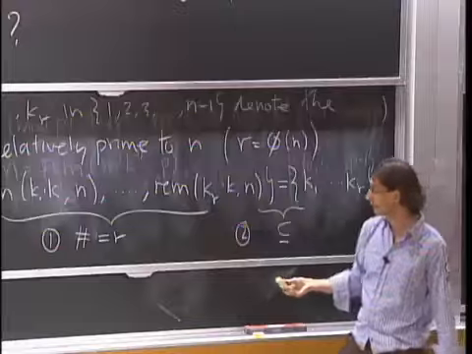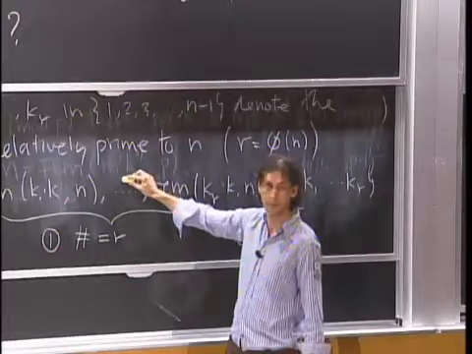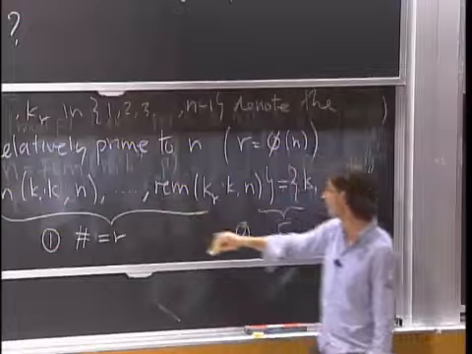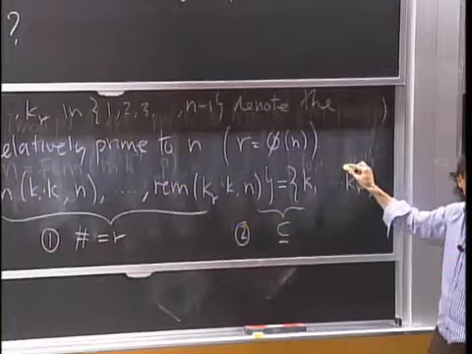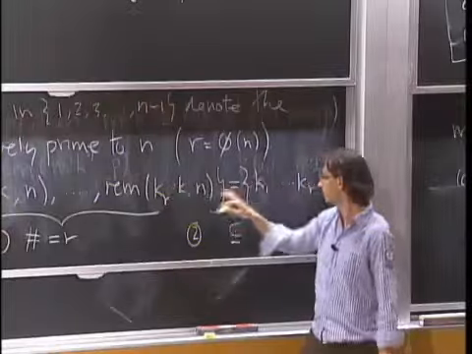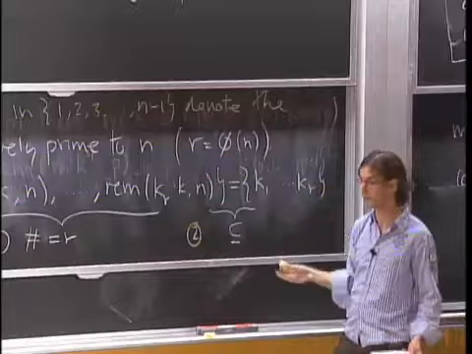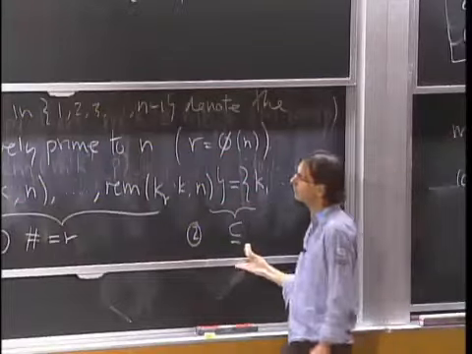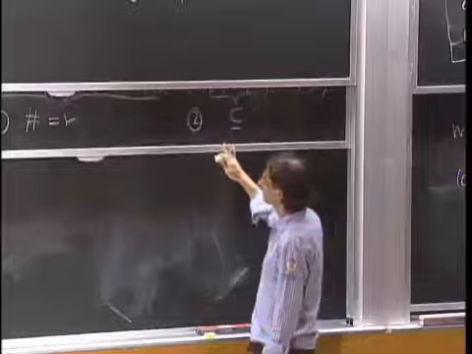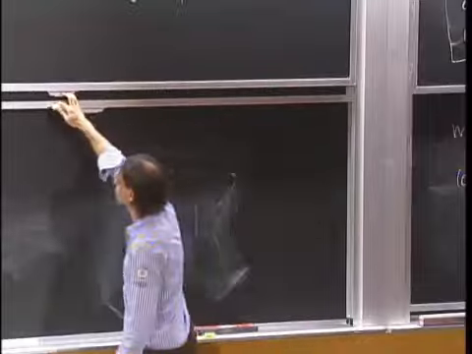Why is that? Well, I have r distinct elements in this set. I have r distinct elements in this set. This one is a subset of this, so that can only happen if they are equal. So this is the method for the proof.